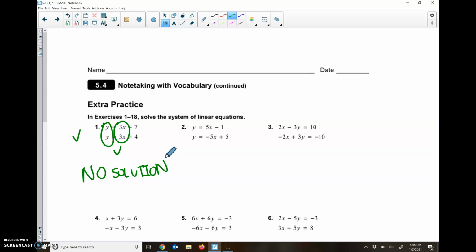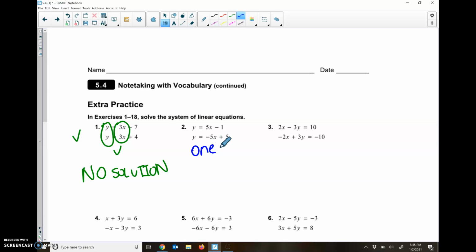Okay. Number 2. Let's look at the y's. Y's are the same again. 1y, 1y. X's, however, are different. Kind of tricky. This is a positive 5x. This is a negative 5x. Those are not the same. One's positive 5, one's negative 5. So this is going to be a one solution problem.